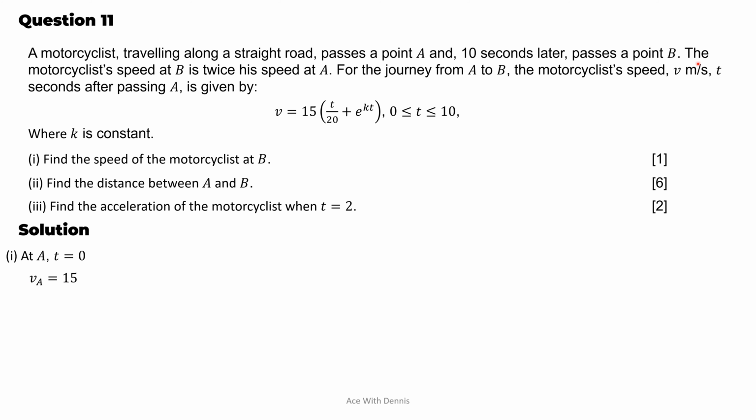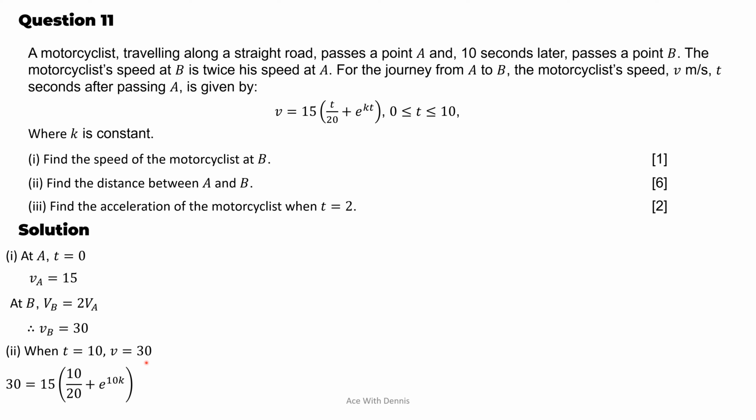So as given by the question, the speed at B is twice the speed at A. Therefore, at B, VB is equal to 2VA, and the answer for the speed at point B is 30. So question number 2, when the time is 10, V at B is 30.